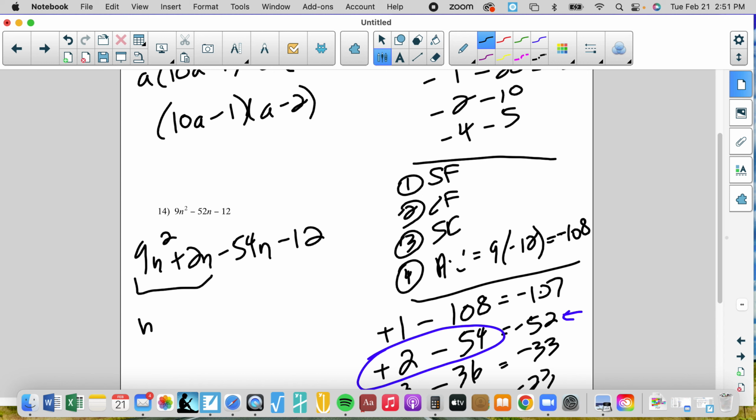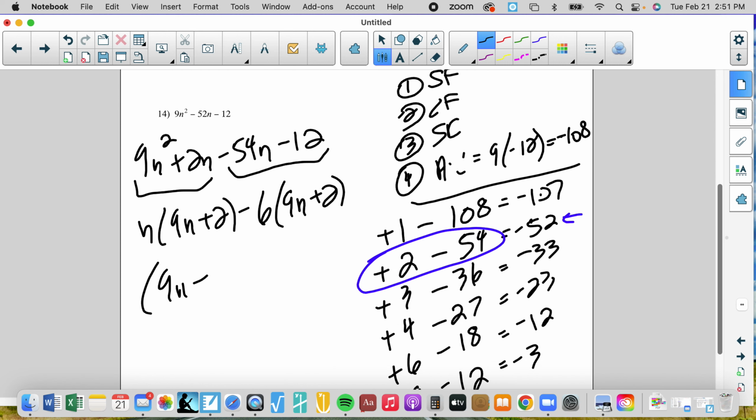I'm going to factor out an n. I get 9n plus 2. Factor out a negative 6. And I get 9n plus 2. I'm checking it. Whoop. Notice I made a boo. No, that's okay. Negative 6 times positive 9 is negative 54. Negative 6 times positive 2 is negative 12. Just checked it. Everybody makes mistakes.